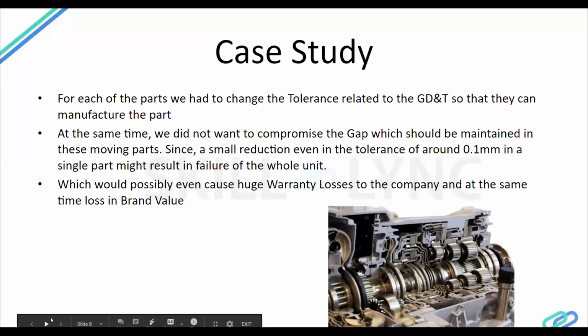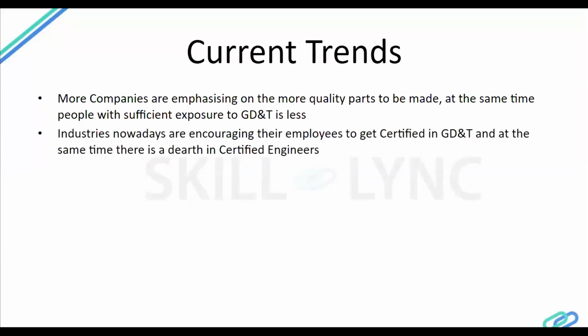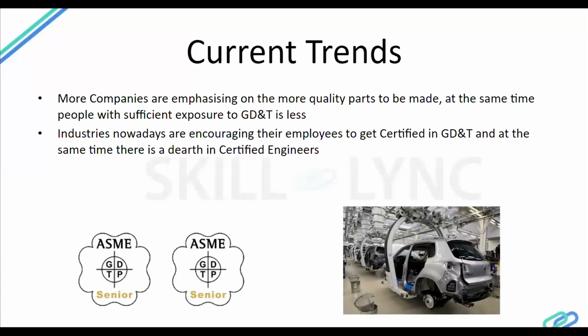And so these are the current trends in the automotive industry and the manufacturing industry concerning GD&T itself. More and more companies are emphasizing more quality parts to be made, and of course they don't want to lose money by making not so good quality parts. If you have sufficient exposure to GD&T itself, nowadays it is a big advantage. A lot of companies nowadays are asking for certified ASME engineers. There's a certification involved, and I'll come to that in the later part of the presentation.